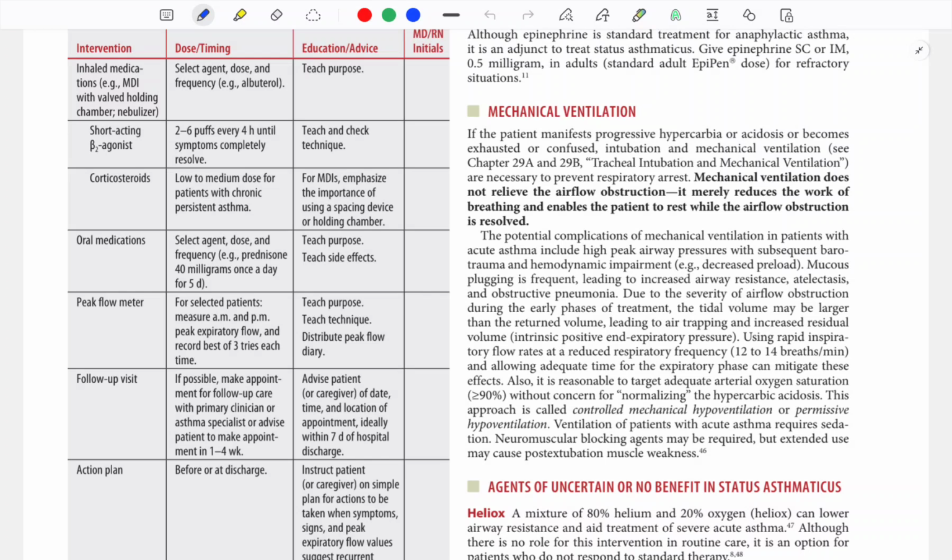You give them a peak expiratory flow meter and ask them to keep a PEFR diary, measure morning and night, and record the best of 3 tries each time. So in the morning you will blow air 3 times and you will write the maximum reading of those 3, not adding the 3. Follow-up visit is within 1 to 4 weeks.